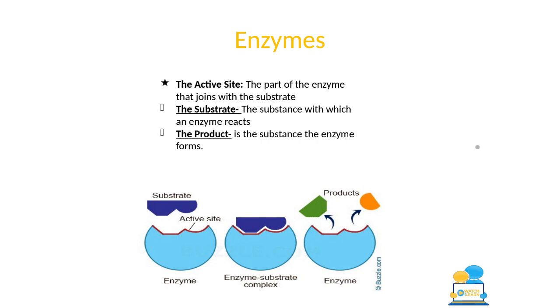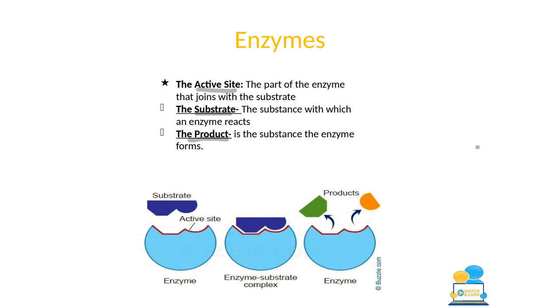The part of the enzyme that is responsible for joining with the substrate is called the active site, and later on we're going to associate the active site with being responsible for the enzyme's specificity. The substrate is a substance with which an enzyme reacts, and the product is the substance that the enzyme forms at the end.